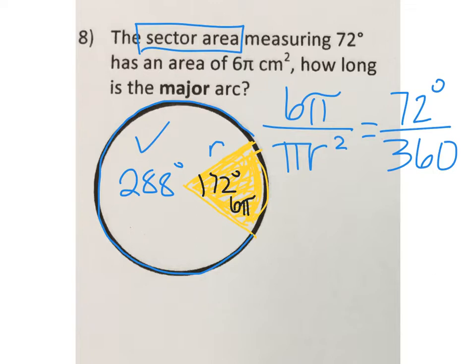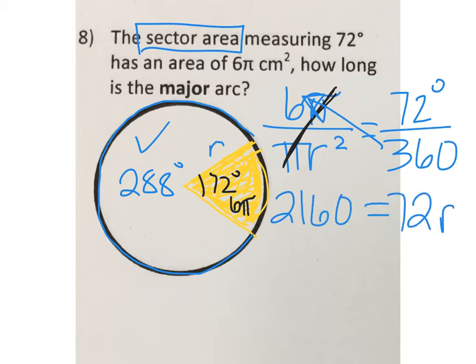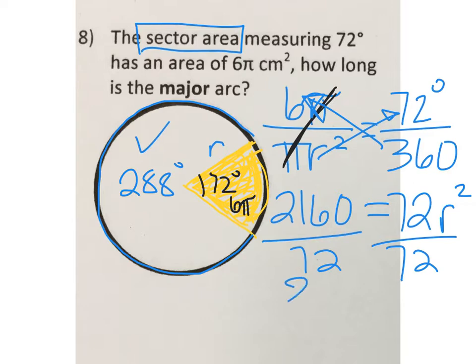So let's see, I can quickly divide the pi by the pi just to eliminate that for my calculations. That makes me happier. Now I cross multiply. 6 times 360 is 2160. And this is 72r squared when I cross multiply over here. My next step would be to divide by 72. And 2160 divided by 72 is 30 equals r squared.